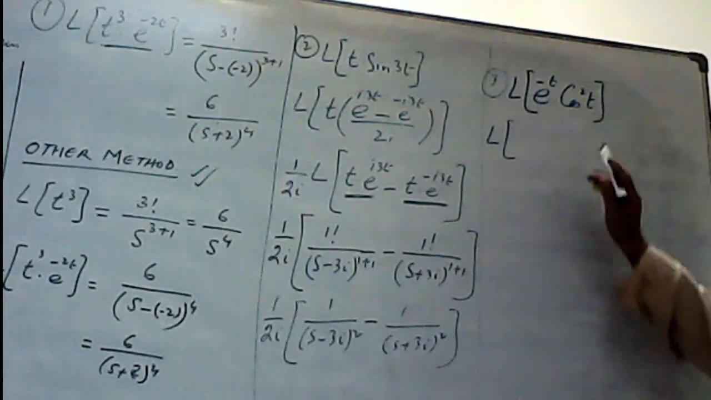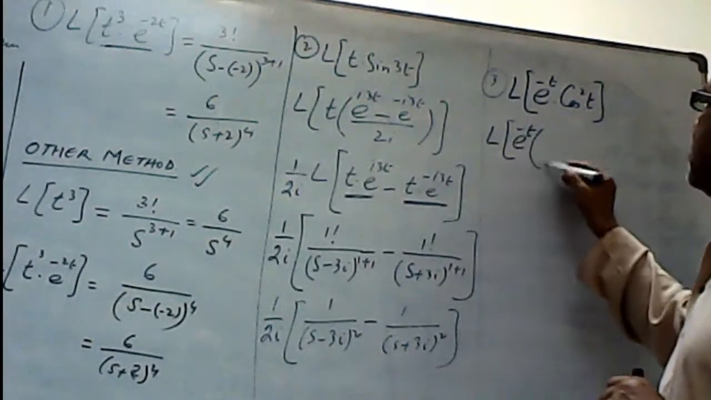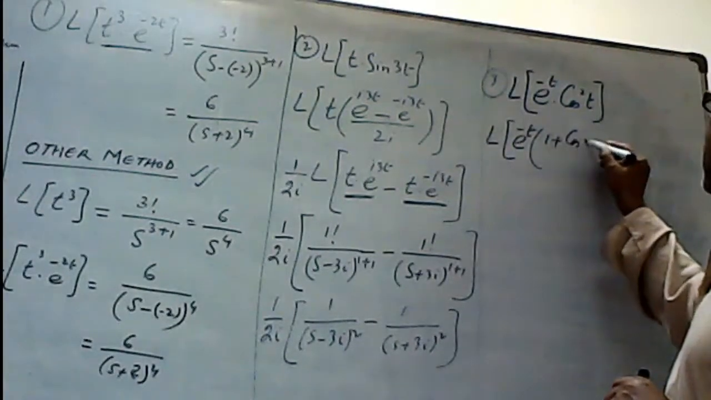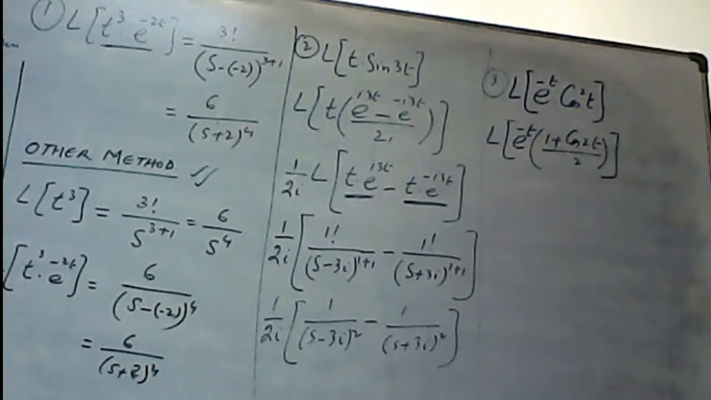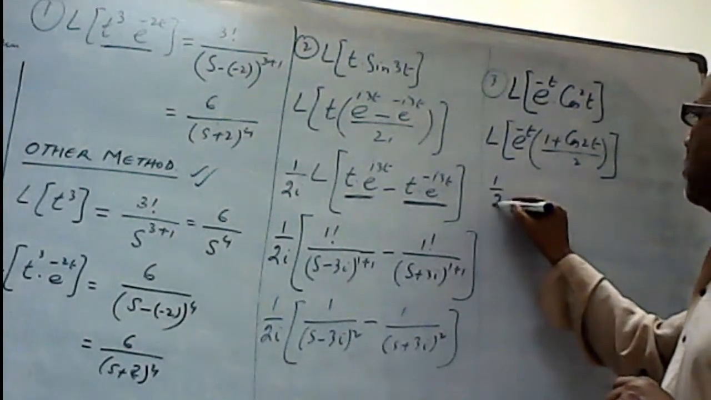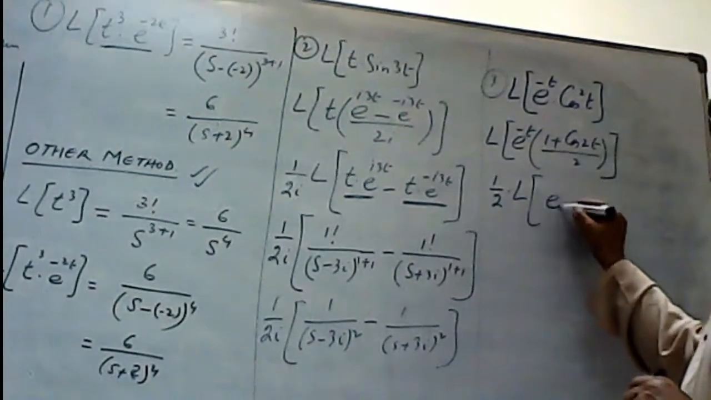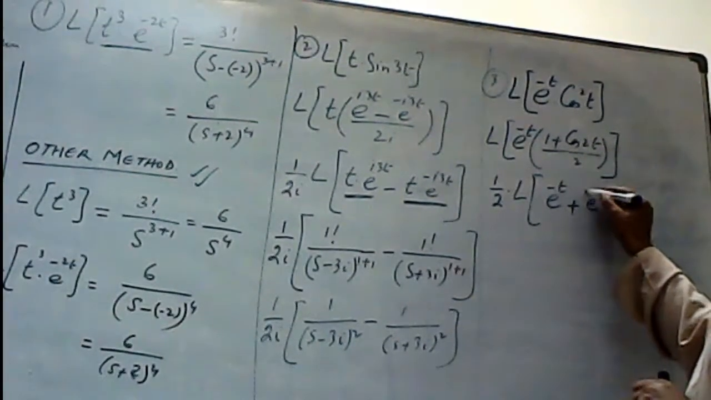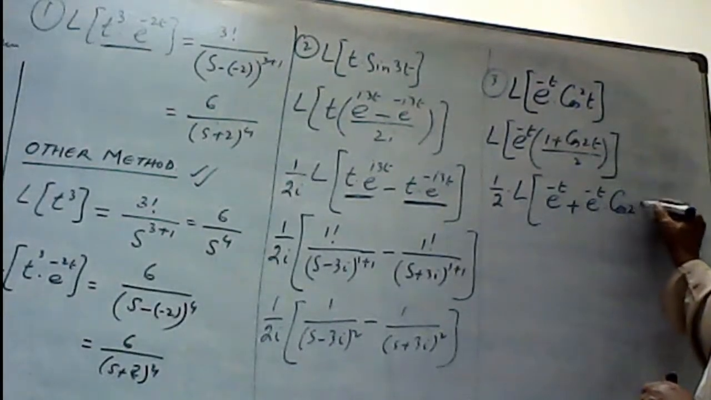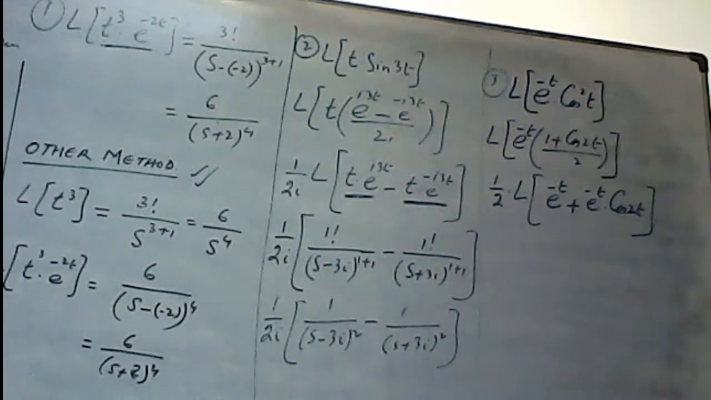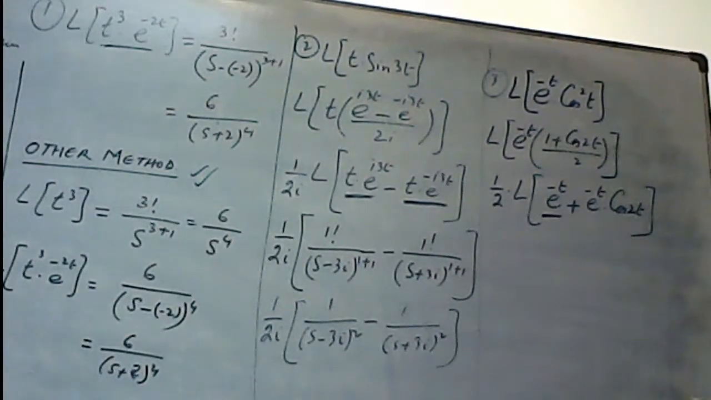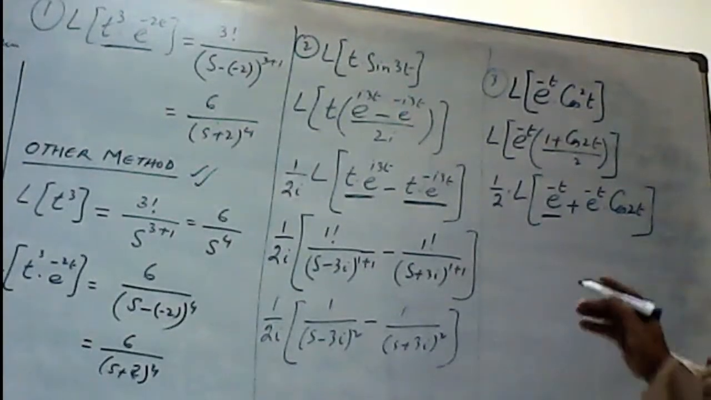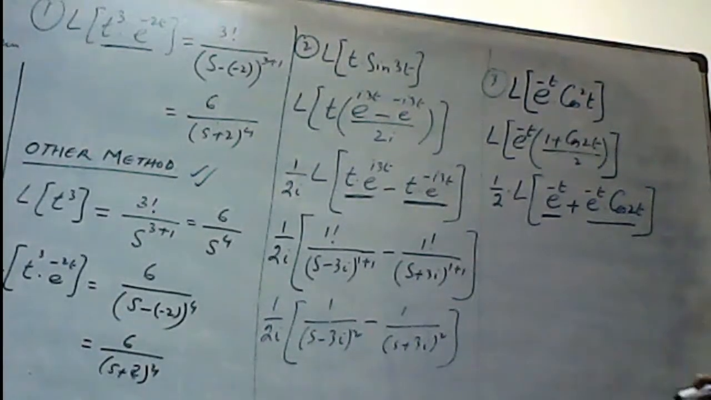So what I do first is to replace the value of cos square, that is (1 plus cos 2t) upon 2. Then I have 1 upon 2 outside, and then Laplace of e power minus t plus e power minus t into cos 2t. Now I have two terms. This term is according to formula number 2, and this is according to formula number 9.